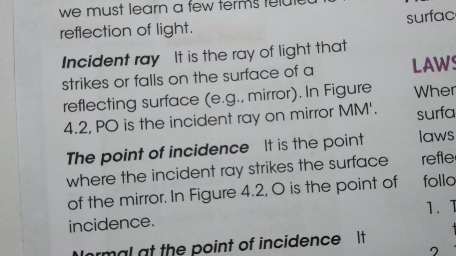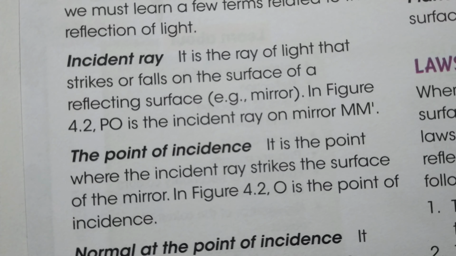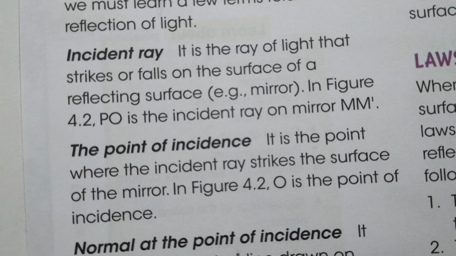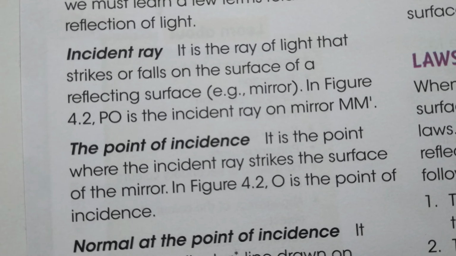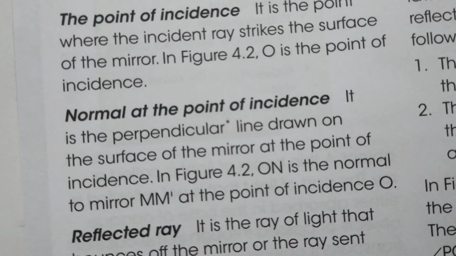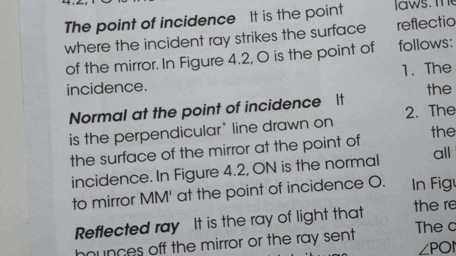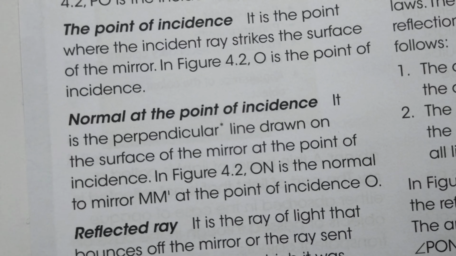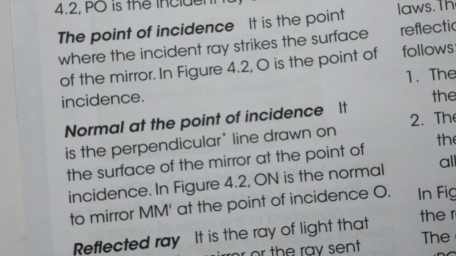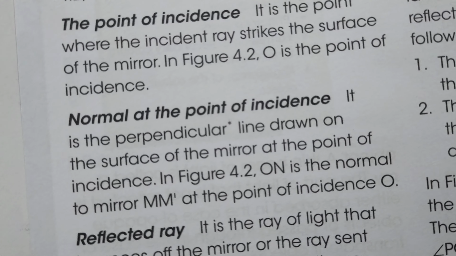Incident ray first you will write. It is the ray of light that strikes or falls on the reflecting surface. Similarly, point of incidence you will be writing. It is the point where the incident ray strikes the surface of the mirror. On the board we have seen that the point was B, right? Next we have the normal at the point of incidence. It is the perpendicular line drawn on the surface of the mirror at the point of incidence. That means N and S in the diagram on the board which we have drawn.